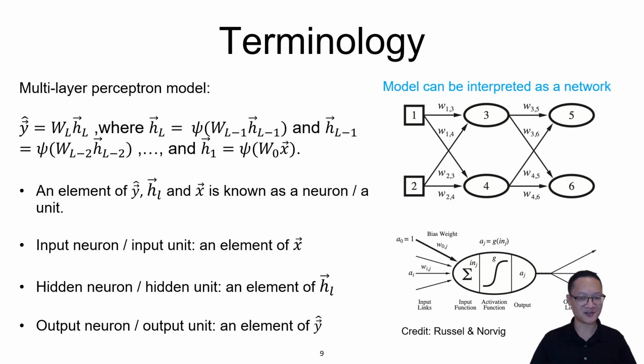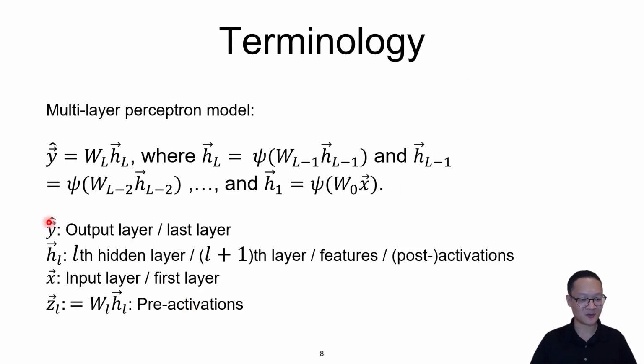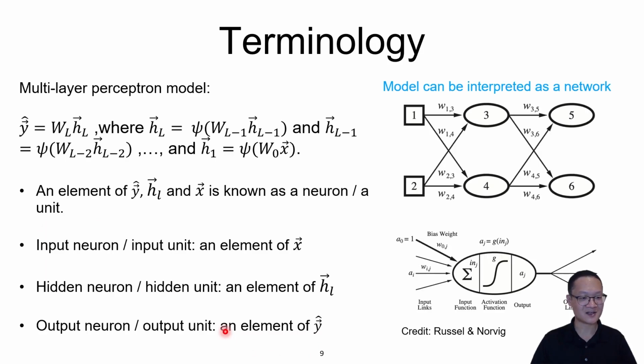Okay, just a few more terminology to end the lecture. So we talked about the names for these vectors. Now we're going to drill down, and there are also names for the individual elements of these vectors. An element of y, hl, or x is known as a neuron, or a neural unit, or just a unit. The input neuron or input unit refers to an element of x. A hidden neuron or hidden unit refers to an element of hl for any l. It doesn't matter which layer you're in; if you're in a hidden layer, an element of that would be a hidden neuron. And finally, an output neuron or output unit is an element of the output, y hat.